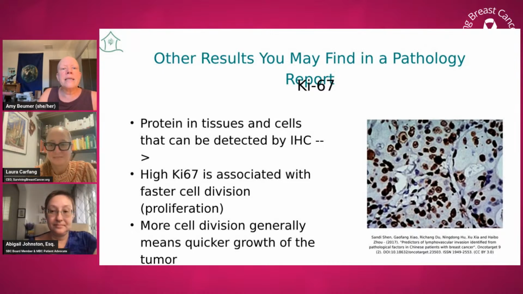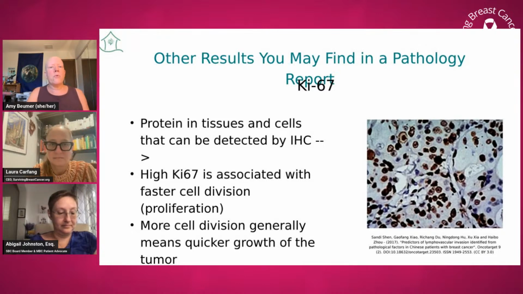So high Ki67, over 30%, is associated with faster cell division, also known as proliferation. And that usually means a more aggressive, faster growing cancer. Again, more cell division generally means quicker growth of the tumor. And you'll see Ki67, like, I never had it done. Nobody had ever done it until my last biopsy. Sometimes they do it for early breast cancer. Sometimes they do it for advanced or metastatic. It just kind of depends on what they're looking for.